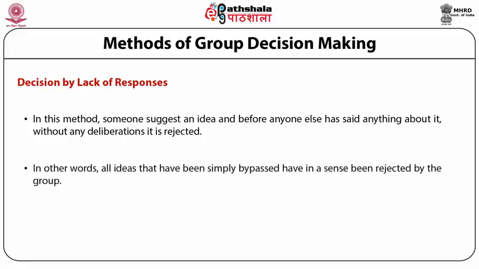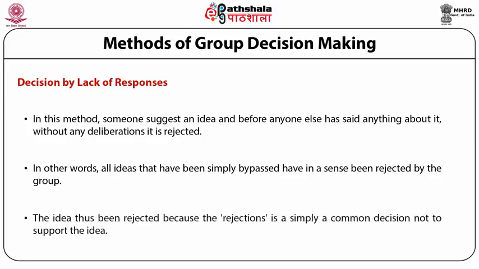In other words, all ideas that have been simply bypassed have, in a sense, been rejected by the group. The idea has thus been rejected because the rejection is simply a common decision not to support the idea. Now, this is called decision by lack of responses.